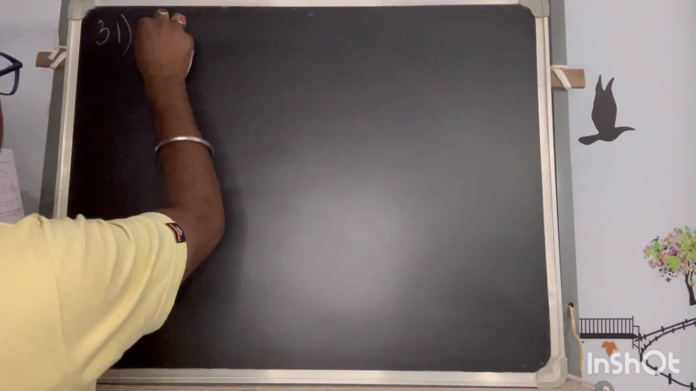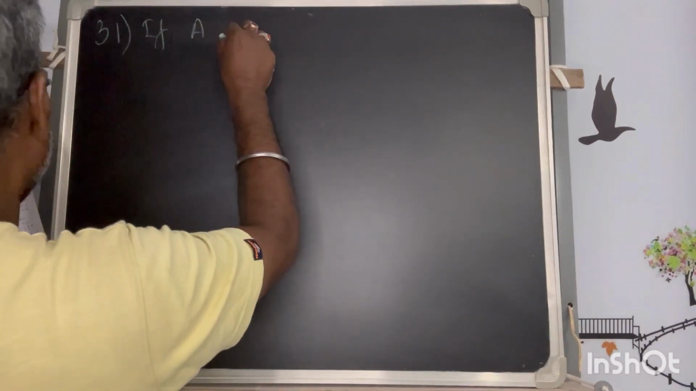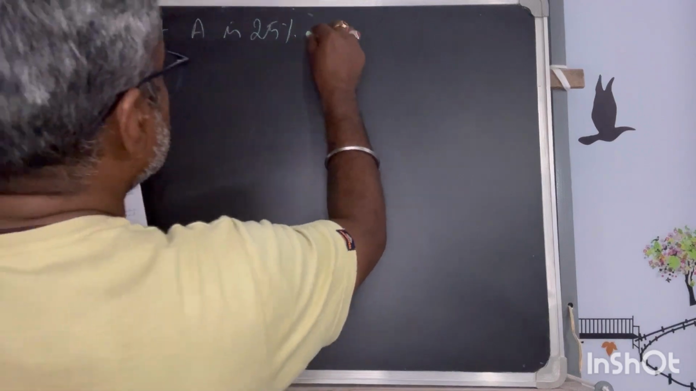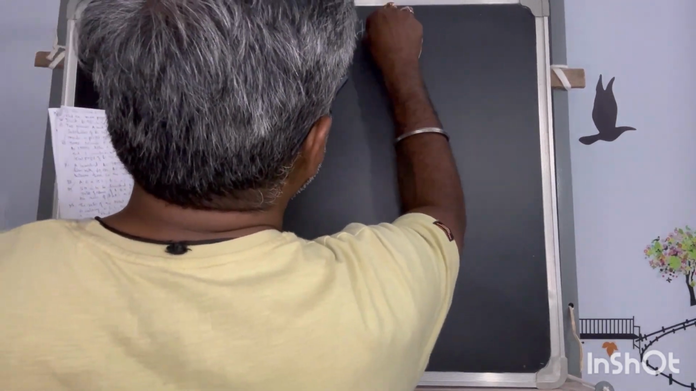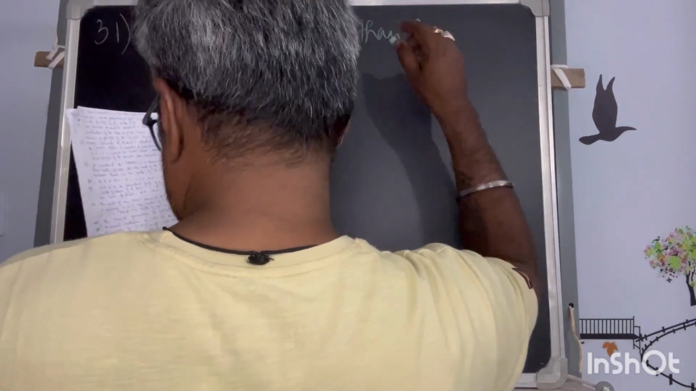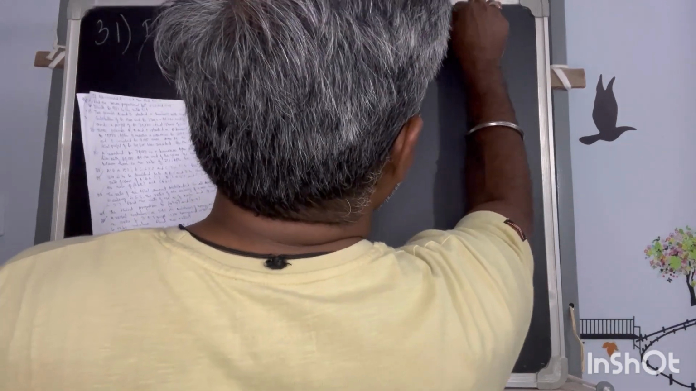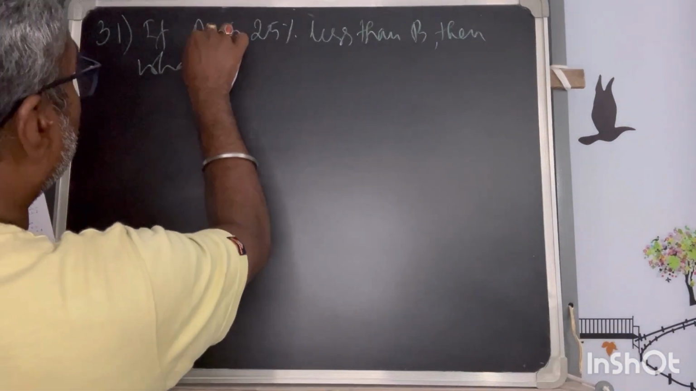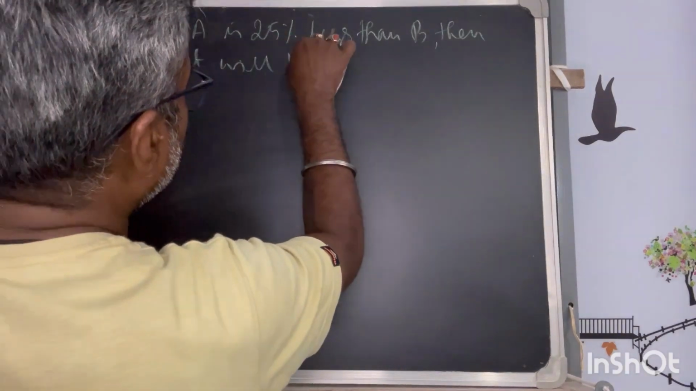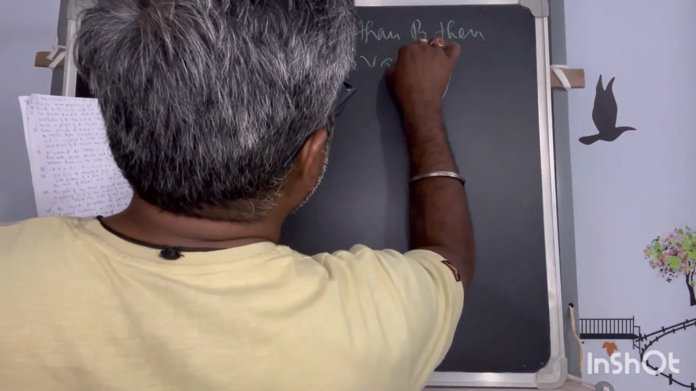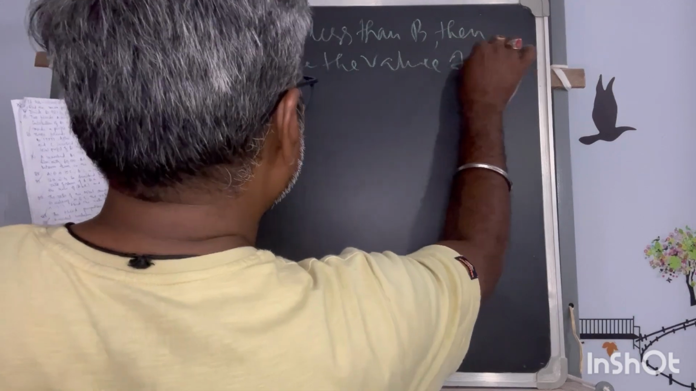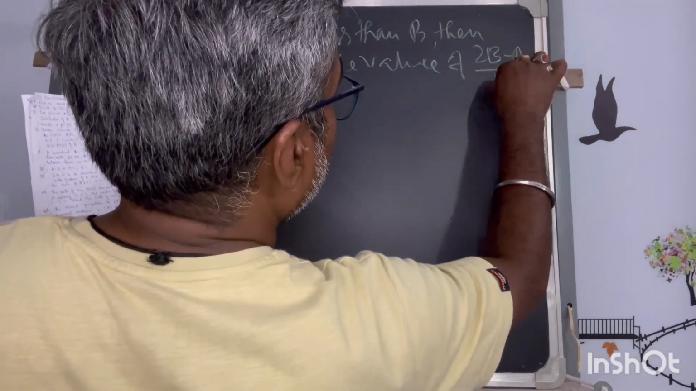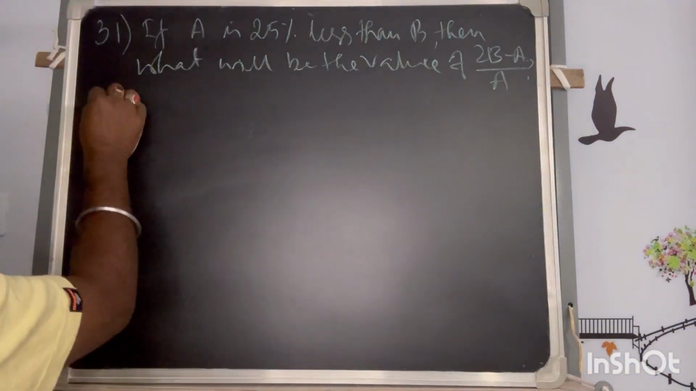If A is 25% less than B, then what will be the value of (2B minus A) by A? So this you have to find.